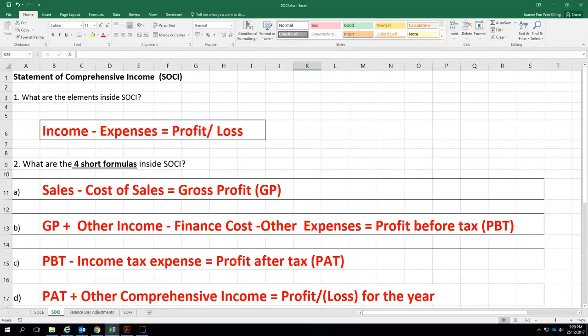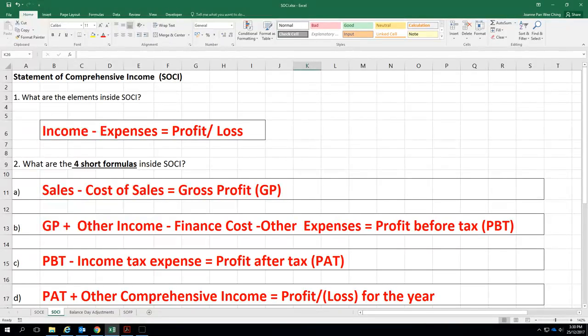So today we'll be learning about the format for Statement of Comprehensive Income. In short, we always call this SOCI. Okay, so we begin with number 1 on what we see here. What are the elements inside SOCI?